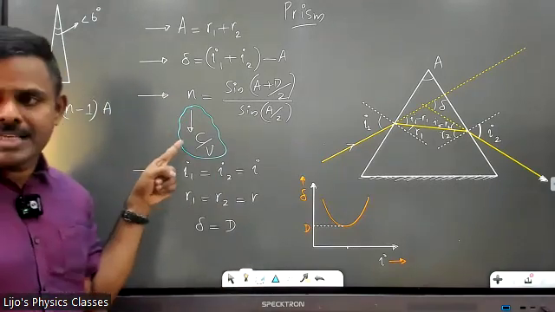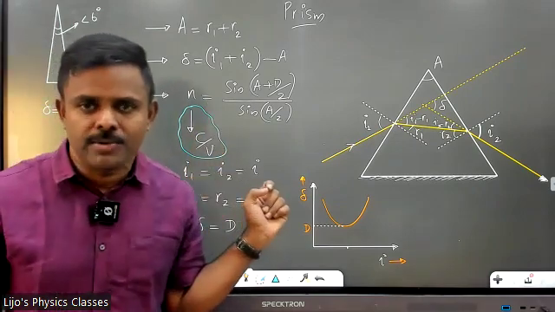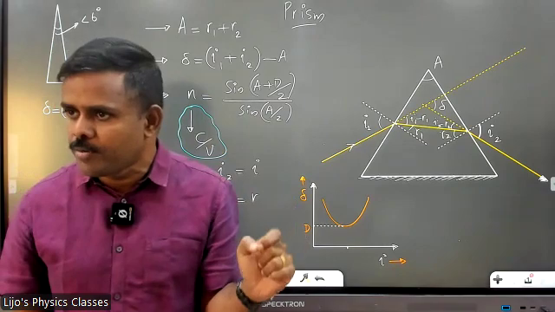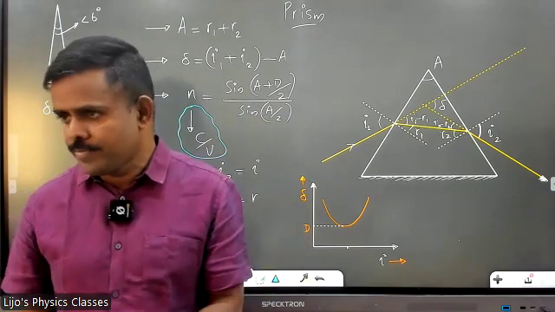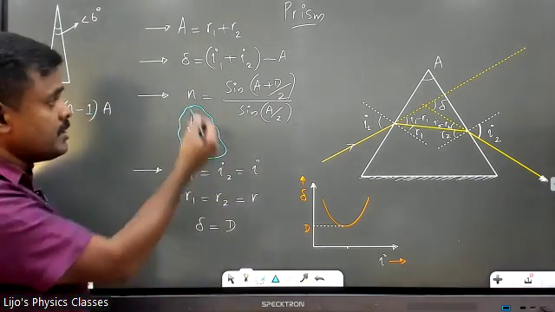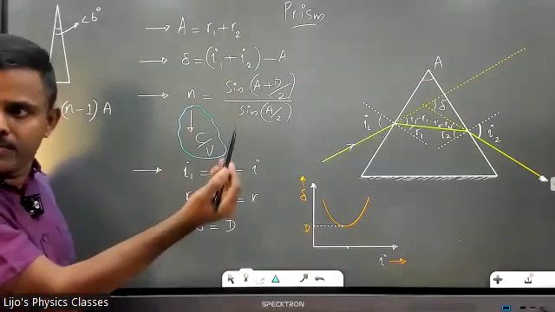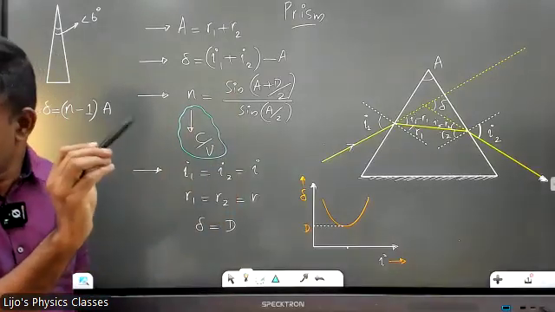N may be written as C by V. Okay, N is equal to C by V. Refractive index is equal to velocity of light in vacuum by velocity of light in medium. We learned it in the first division class. N is equal to C by V, right? So C by V may be written here. A will be given, D will be given, C will be given, you can find V. Substitute everything, that's it.